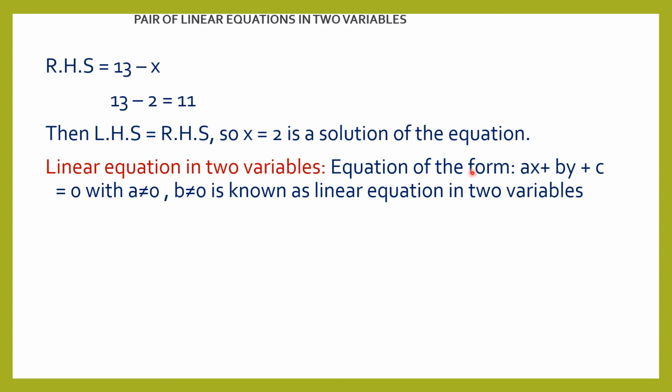An equation of the form ax plus by plus c equal to 0, with a not equal to 0 and b not equal to 0, is known as a linear equation in two variables. Are you clear? An equation of the form ax plus by plus c equal to 0 with a not equal to 0, b not equal to 0 is known as a linear equation in two variables.